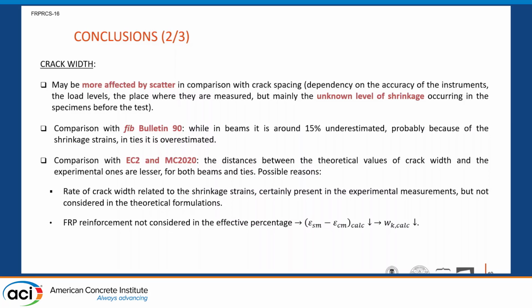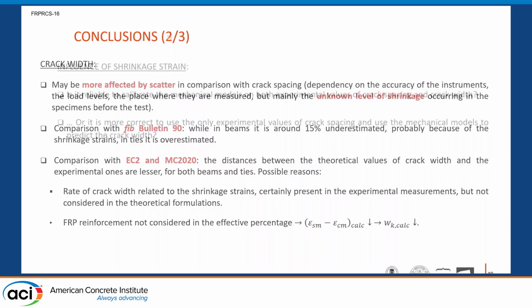I think that the first one I explained quite a lot. The second one is that if we consider that the strain in the reinforcement is exactly the same, the tension stiffening contribution changes. So if we are considering the effect of FRP, we would have more strain. Because we were not considering that, we were having less, and this means less crack width.